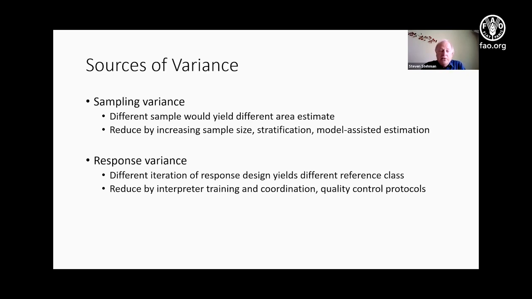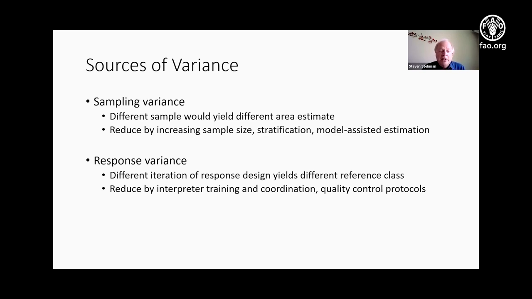In terms of variance, there are two sources. It can also come from the sampling, so different samples would yield different area estimates. And we've talked about reducing the sampling variance either by increasing the sample size, which we know is costly, or using map information through stratification or the model-assisted estimation. Model-assisted estimation has already come up in the chat from Christoph.